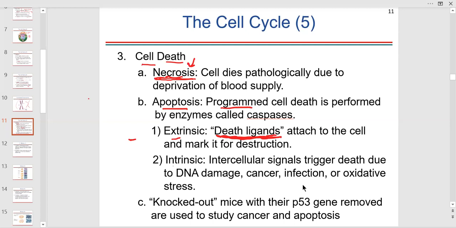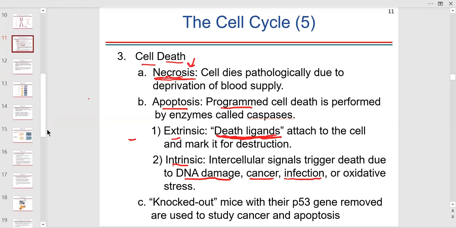Okay, intrinsic DNA damage. I think we kind of understand that. Damage to the DNA or damage to the machinery that makes it. Cancer, overproduction of the nuclei, too much mitosis. Infection from an antigen, some type of antigen like COVID, a bacteria, something that's not supposed to be there, bad bacteria. Of course, we have thousands of good bacteria.